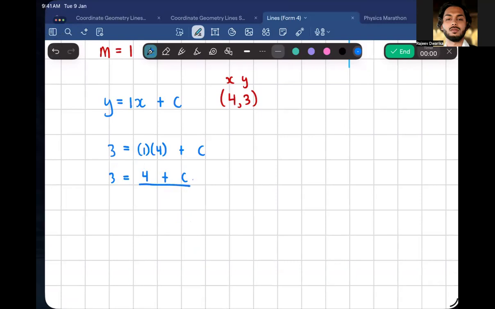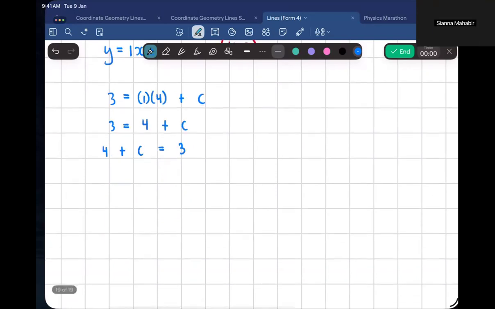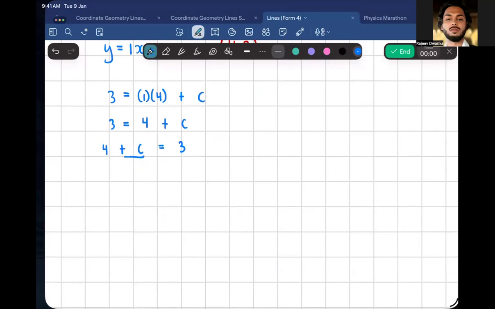on this side, and we want to find c. All we're going to do is swap the left-hand side with the right-hand side. So I'm going to write 4 plus c is equal to 3, with the unknown being on the left-hand side. Now that we have c on the left-hand side, tell me what to do next. You could carry across the 4, and since it's positive, it'll be negative now. So c is equal to 3 minus 4, which would be minus 1.